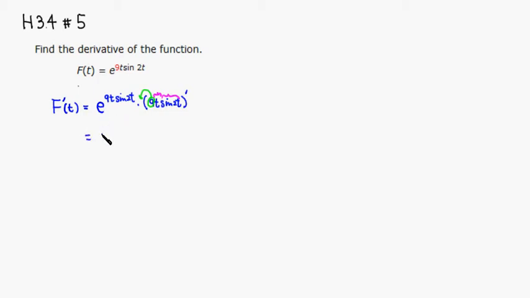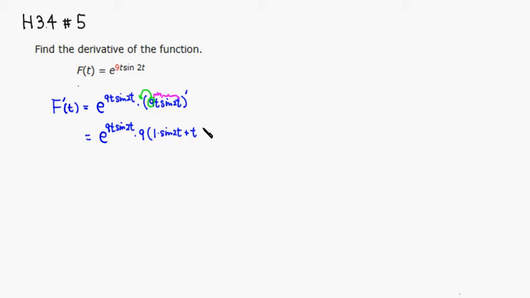Alright, so the first part is already finished, so I'm just going to copy that: e to the 9t sine of 2t. Then multiply by 9, so 9 is already outside. Then we have to take the derivative of the first guy. The derivative of t is 1 times the second guy, sine of 2t, plus the first guy, t, and then take the derivative of the second guy.